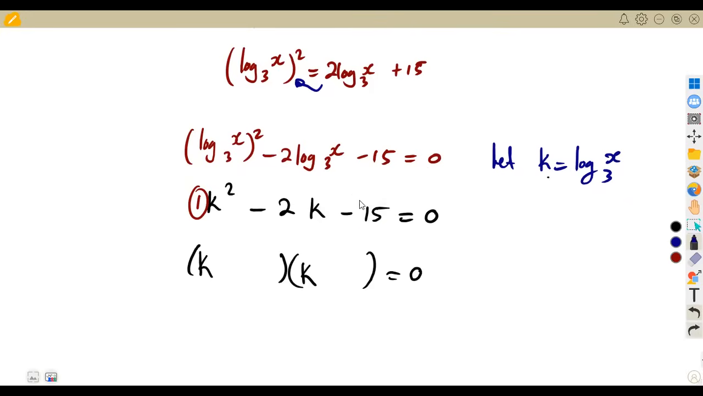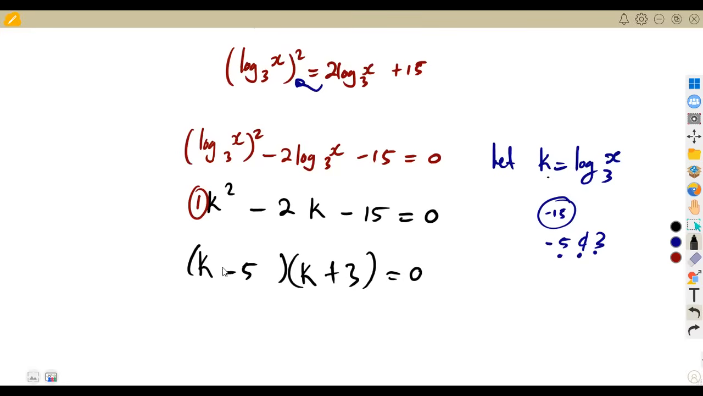So you're going to consider the factors of negative 15 that will give us a negative 2. That will be negative 5 and 3. If we multiply this, we get negative 15. If we add this, we get a negative 2. So we've got negative 5 and positive 3.